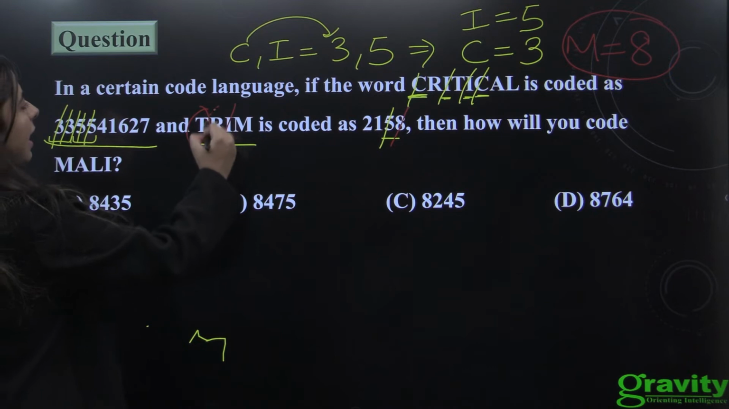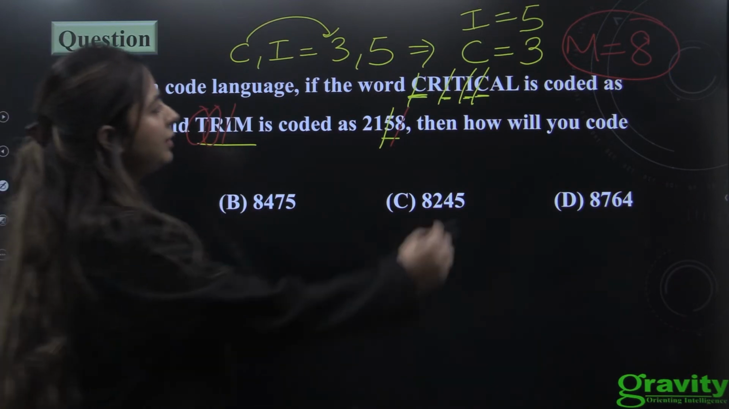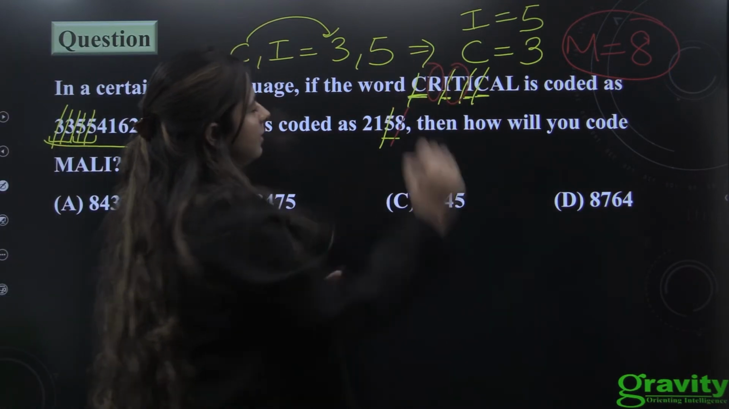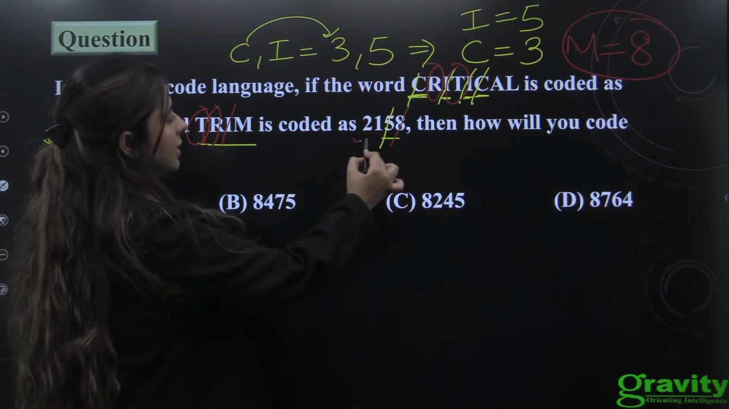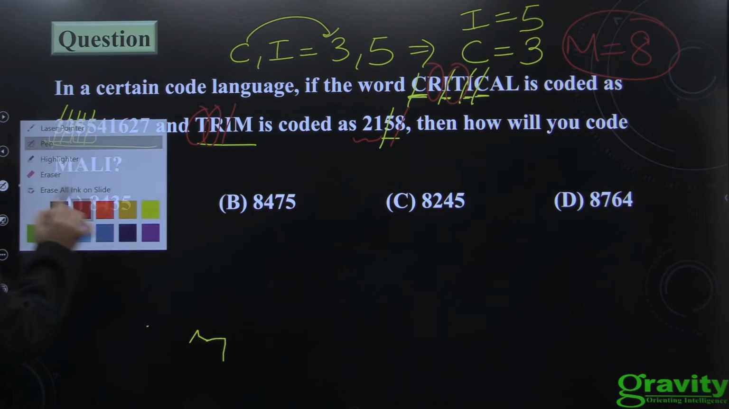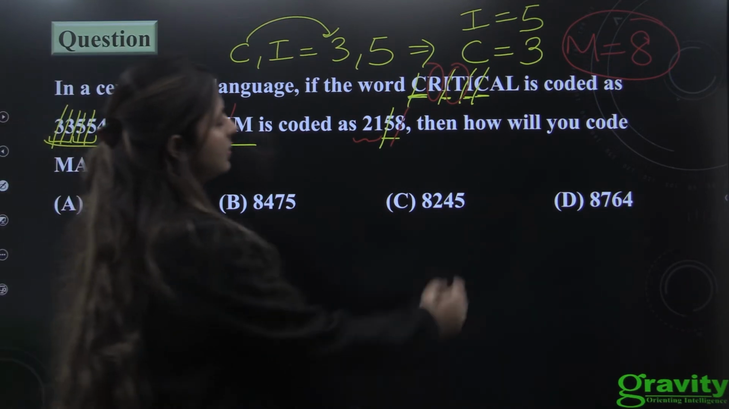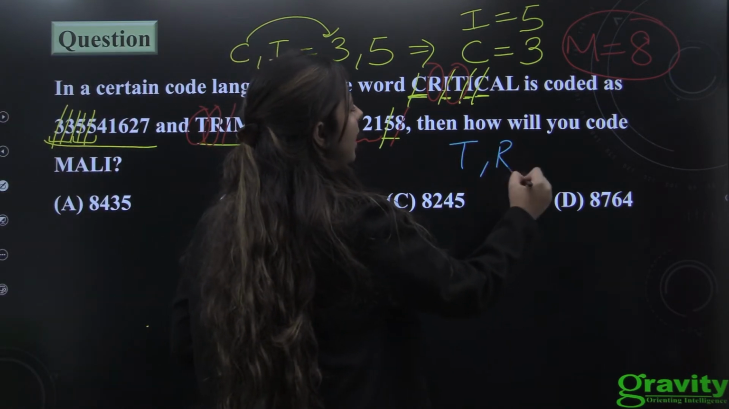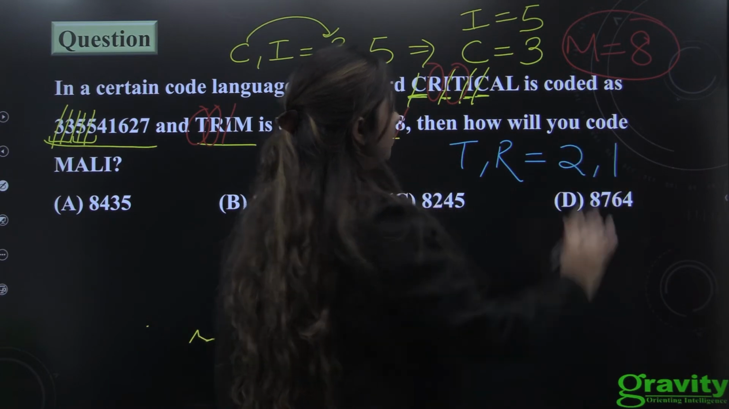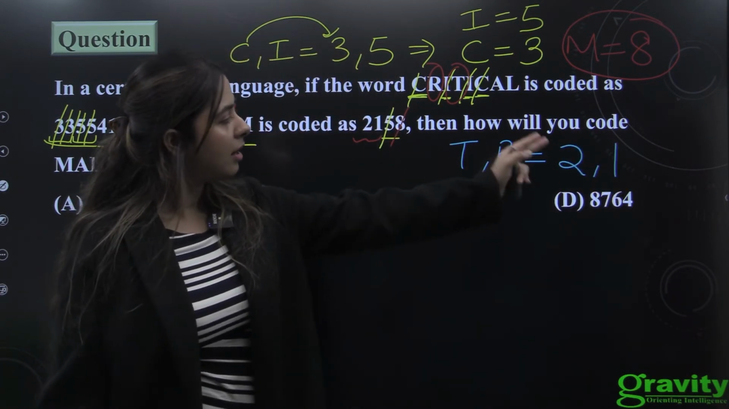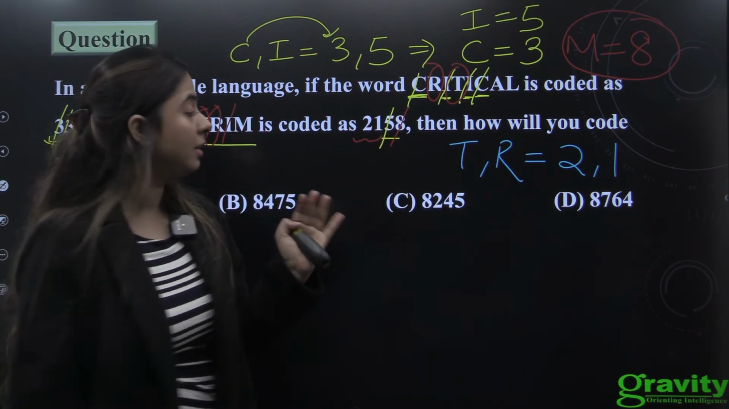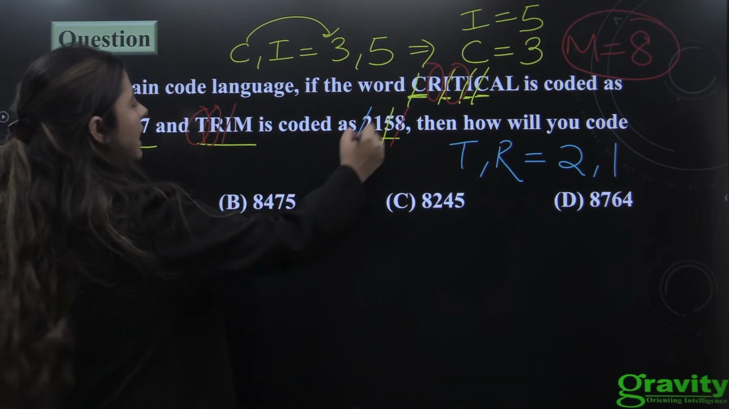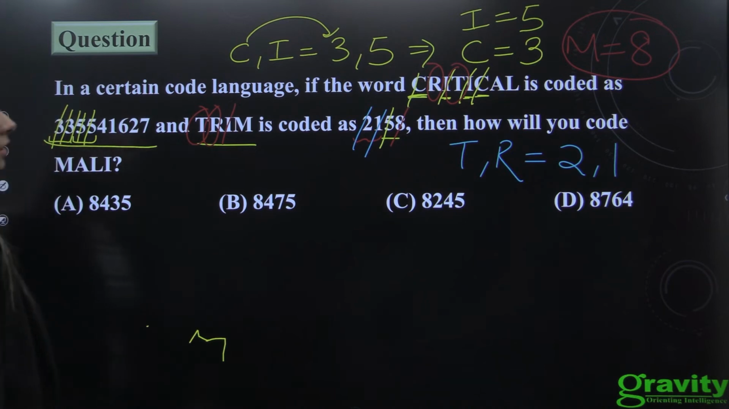Now T and R, both of these letters come in critical as well as in trim. The only codes left here are 2 and 1. So T, comma R, 2, 1. T could be 2, R could be 2. T could be 1, R could be 1. We are not really sure. Alright? Cancelling 2 and 1. R is 1.